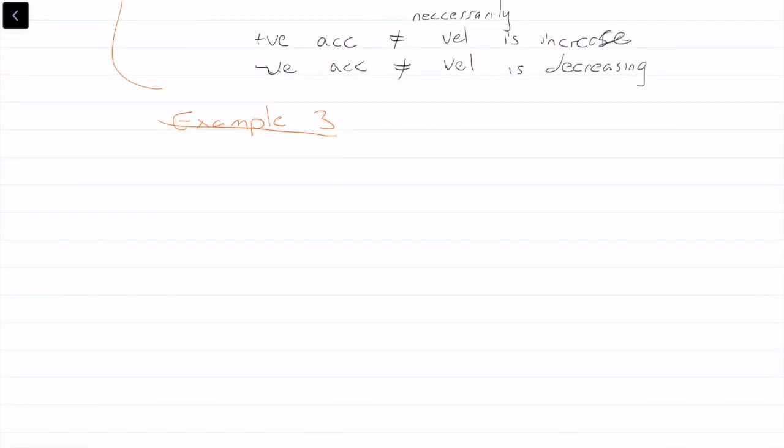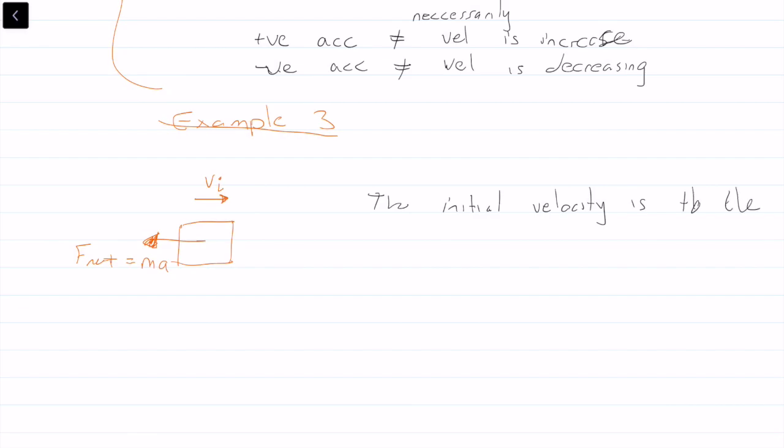So for this example, let's say we have a box, right? And we have a net force acting towards the left, F net. And we know that F net is equal to ma. So F net is what causes our acceleration. But our initial velocity, v initial, is to the right. Let's try and understand what's happening. So the initial velocity is to the right here, right? And we're going to take the right hand side direction as being positive.